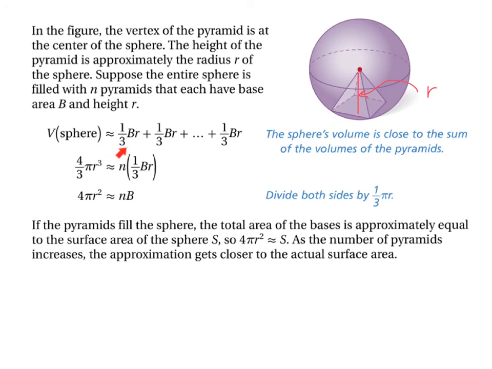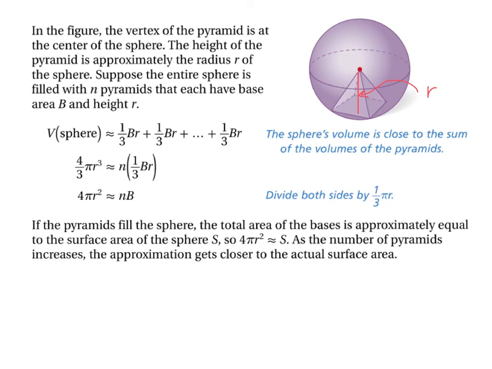Approximately 1/3 base area R plus 1/3 base area R plus, and then it keeps going. The volume of the sphere is close to the sum of the volumes of the pyramids. So 4/3 pi r cubed, substitution, I plug that in. Now n is the number of times this occurs.